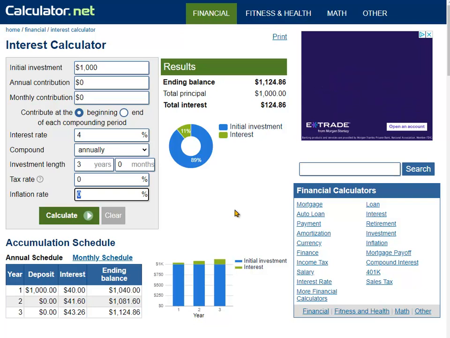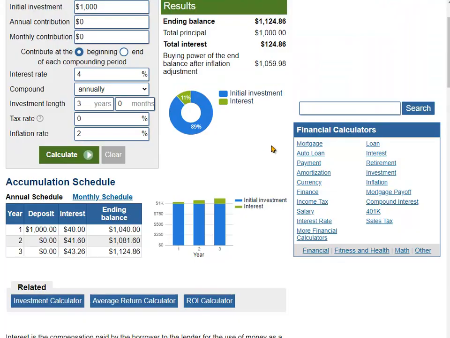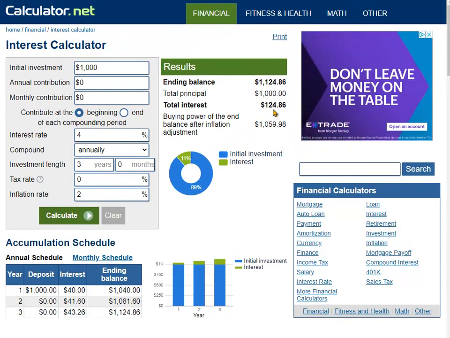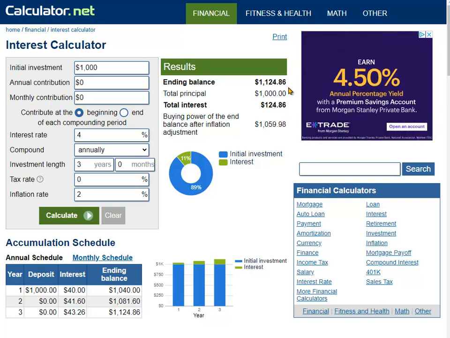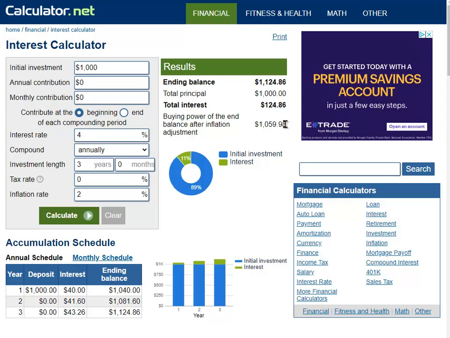But what if the inflation is around 2%, which in the United States it quite often is? So let's see what happens here. And so here what it says is, well, you still have the $124.86 more for a total of this, but the buying power of the end balance after inflation adjustment is this much. So it's not $1,124.86 in today's dollars, but actually less than that. So you actually only gain about $60. Why? Because there is inflation. Things are getting more expensive.